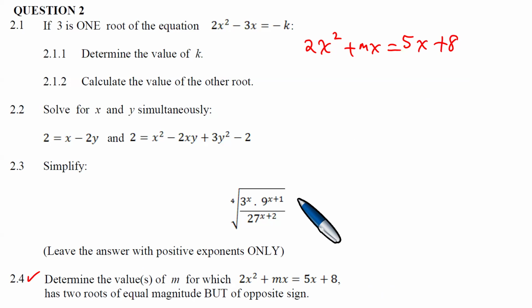Anyone? Anyone home? So we need to determine the values of m for which 2x squared plus mx is equal to 5x plus 8 has 2 roots of equal magnitude but opposite what? But opposite sign.